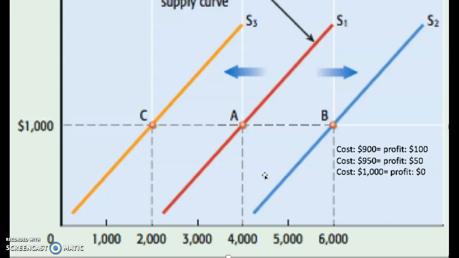All right, so there you go. When the cost of resources goes down, profits go up, supply shifts to the right. When the cost of resources goes up, profits go down, and we shift that curve to the left.